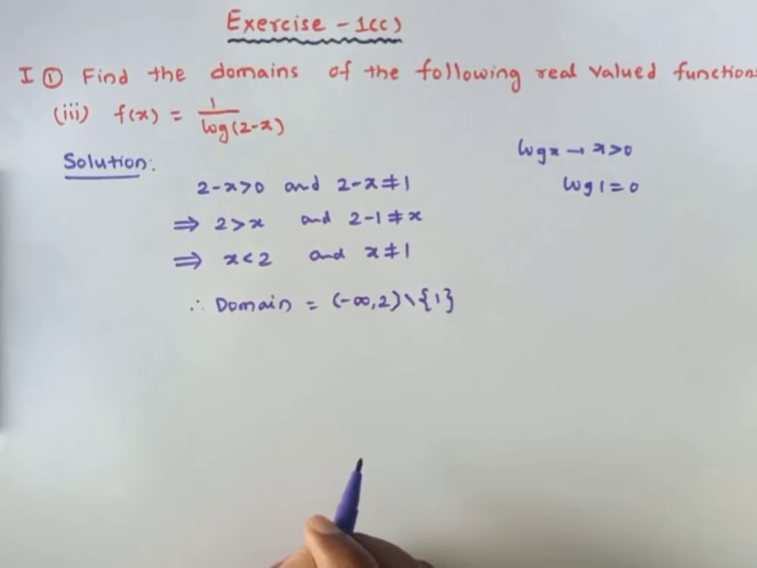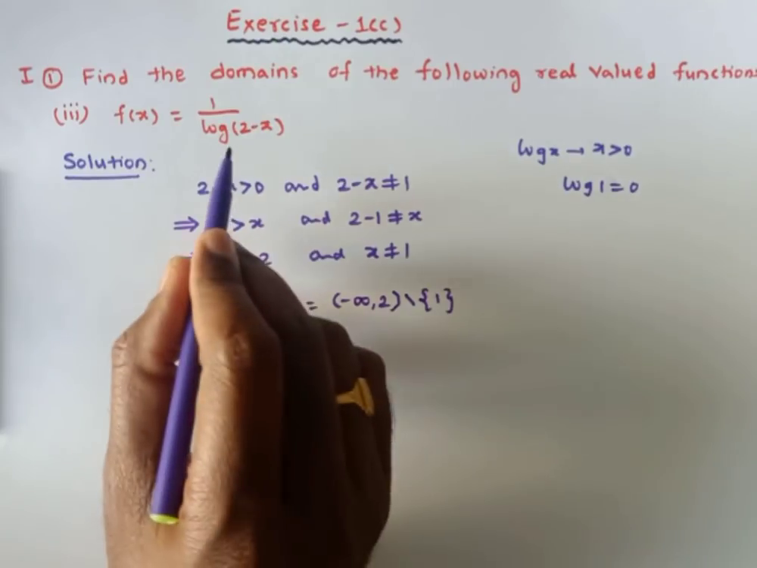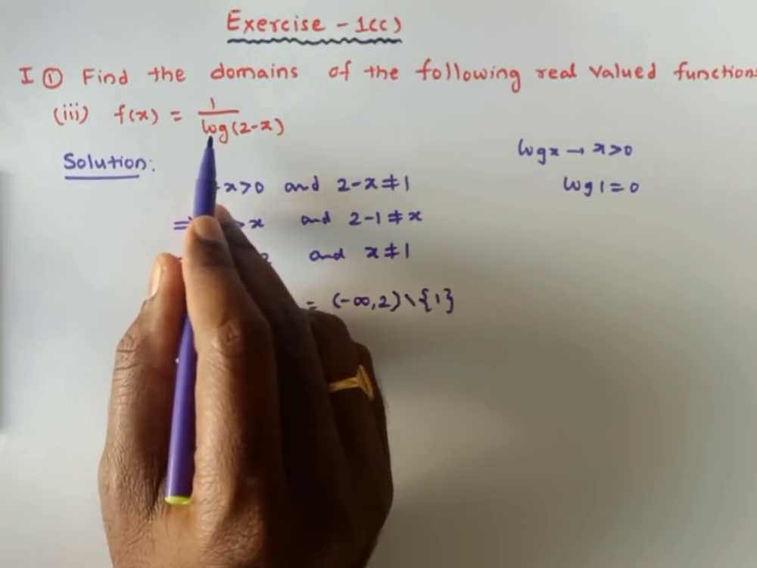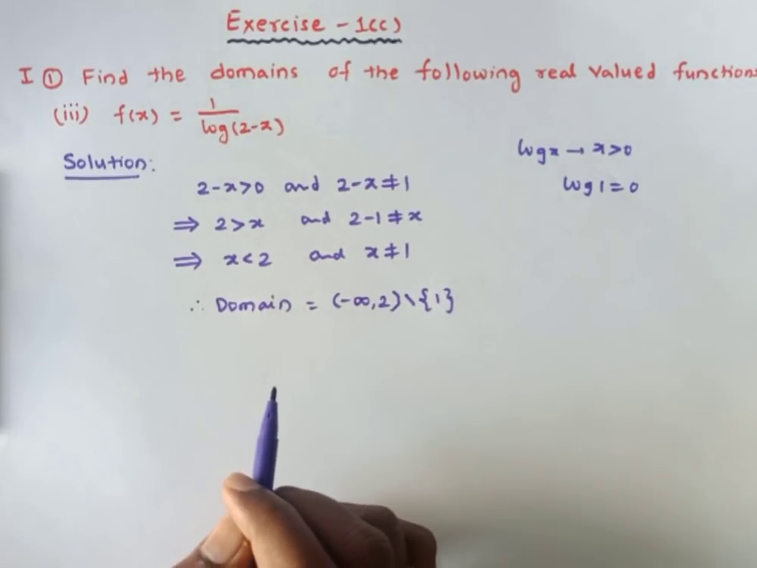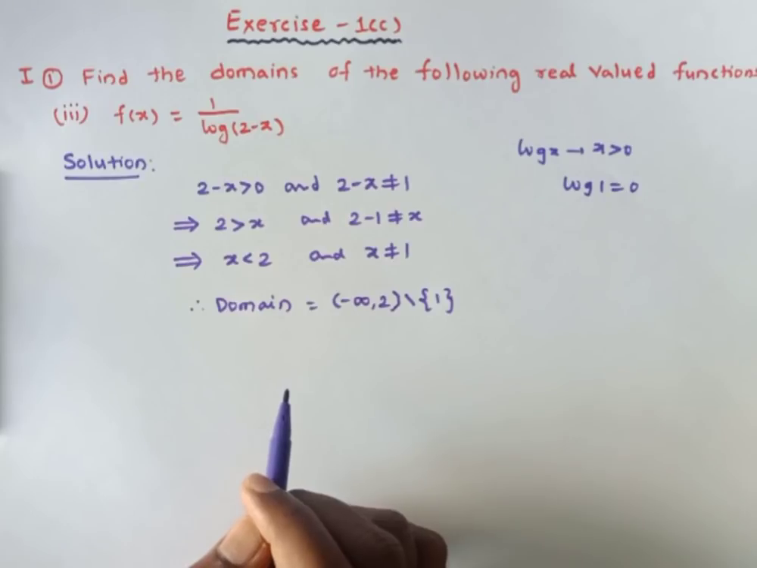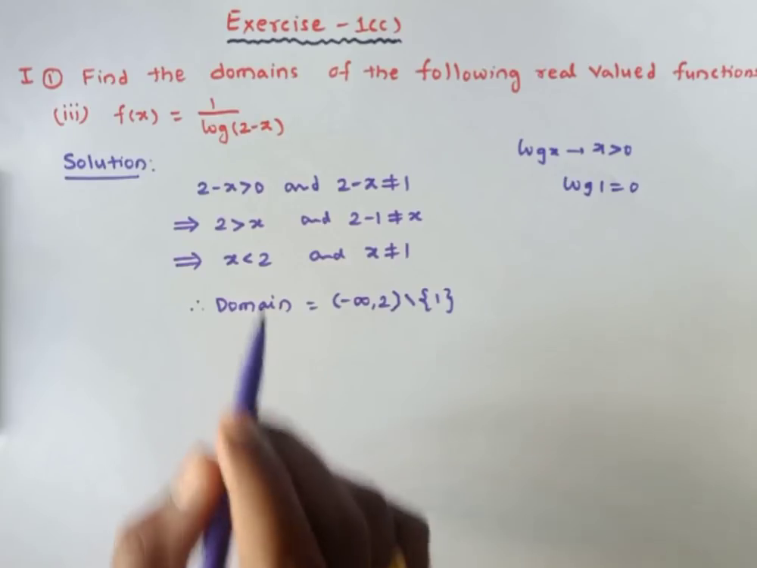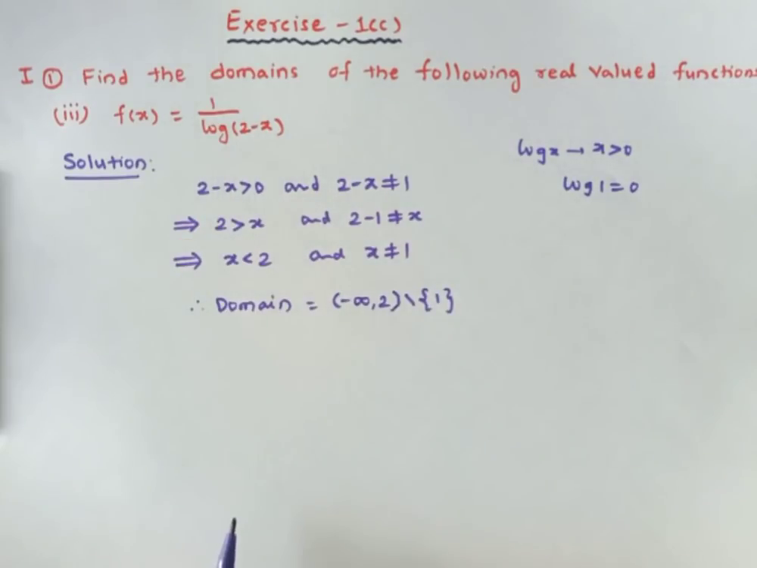While finding the domain, you need to concentrate on the functions, whether it involves a logarithmic function or square root function or not. If it is a square root function, then the inner function is greater than or equal to 0. For logarithm, strictly greater than 0. If it lies in the denominator, then it should be not equal to 0.